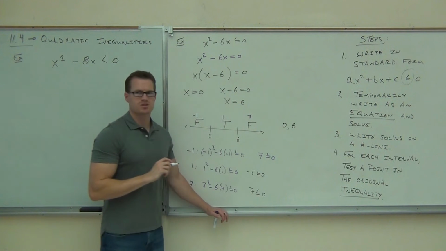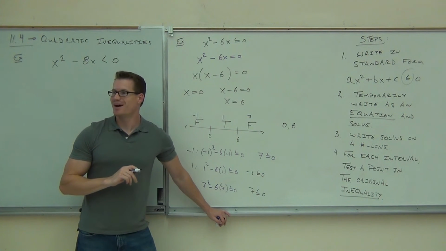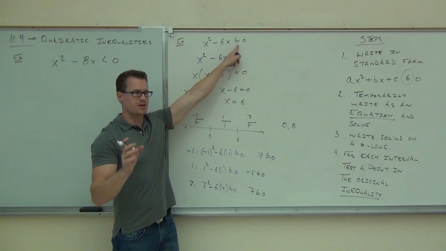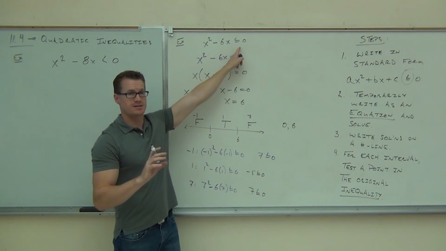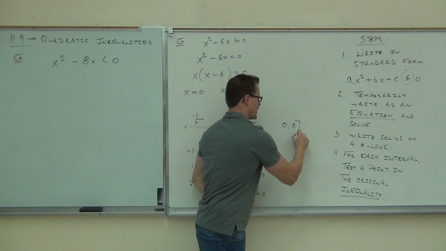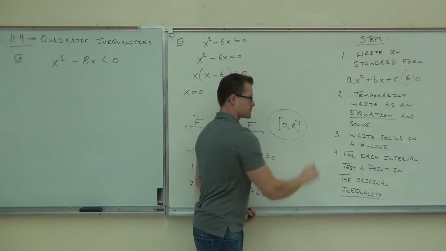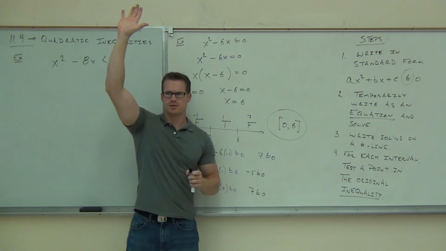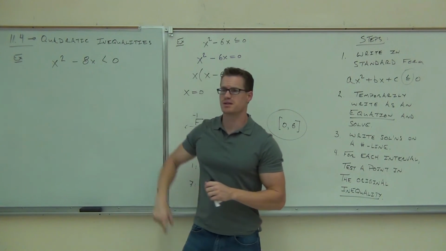Am I going to use brackets or parentheses? Brackets. Oh, good. Why? Because it's less than or equal to. You look back up there. The interval notation has to come back for you. That says equal to. Equal to meant you have some brackets. Raise your hand if you're okay with that one. Good. Try that one on your own. I'll give you 2 minutes to do that.